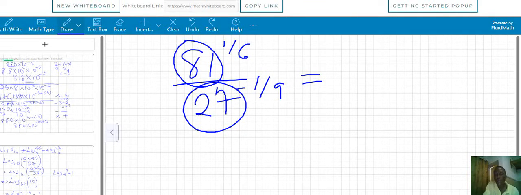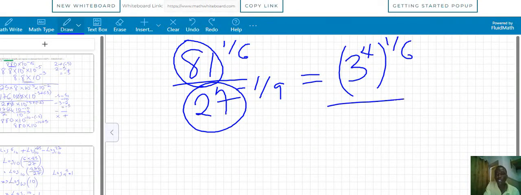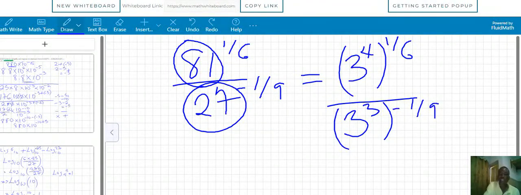3 times 3 will give you 9. 9 times 3 will give you 27. 27 times 3 will give you 81. So that will give us 3 raised to power 4, all into bracket 1 over 6. We've reduced that. And 27 will give us 3 raised to power 3, into bracket minus 1 over 9. Good. Now we are reducing it gradually.